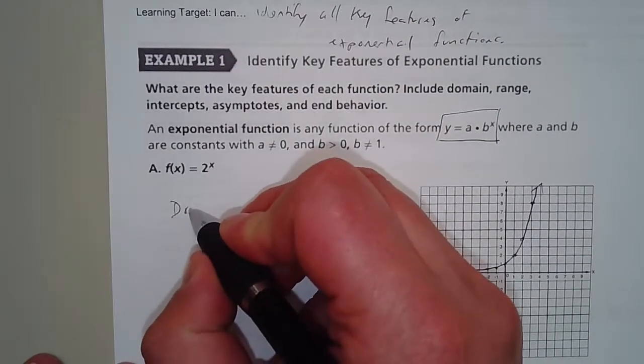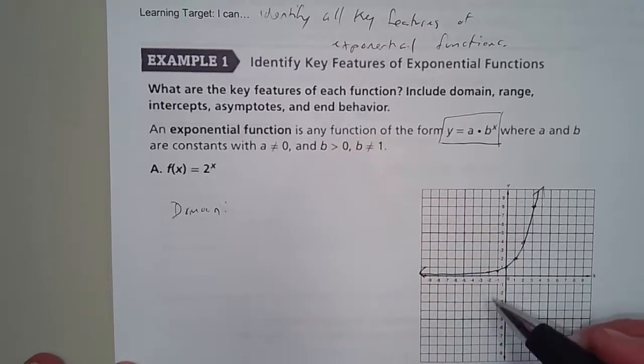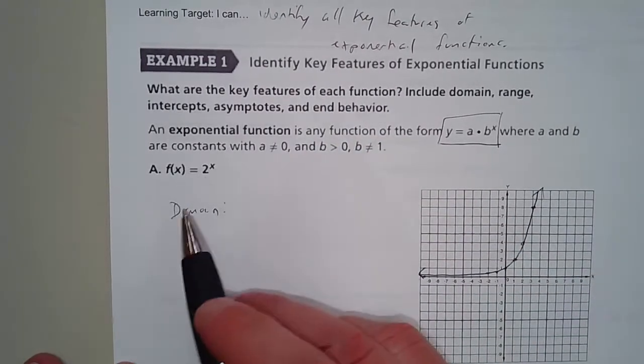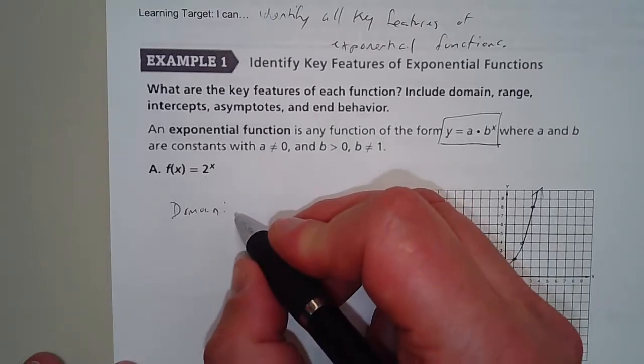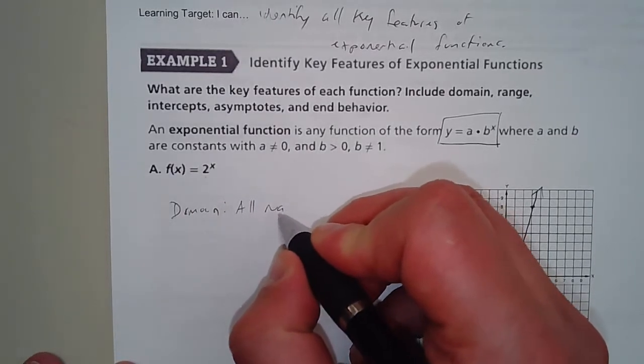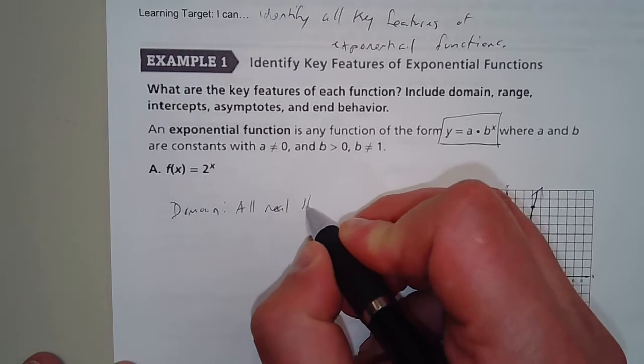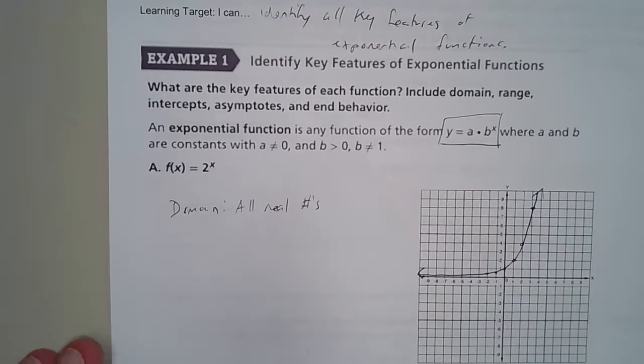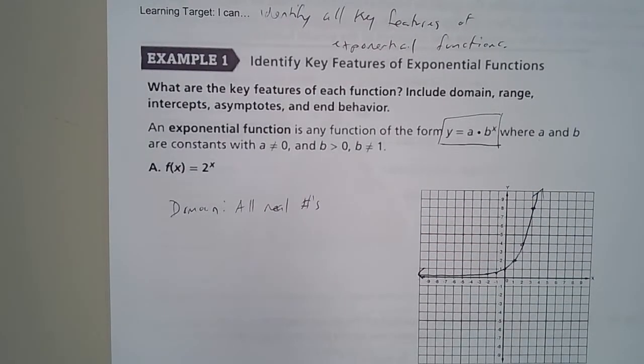So domain. What x's does this cover? Well, this looks like it goes left forever, and this looks like it would go right forever. There's no fraction at all, so this has no restricted values. This is just all real numbers. Again, you could say negative infinity to positive infinity if you wanted to. A lot of ways you can write the domain.